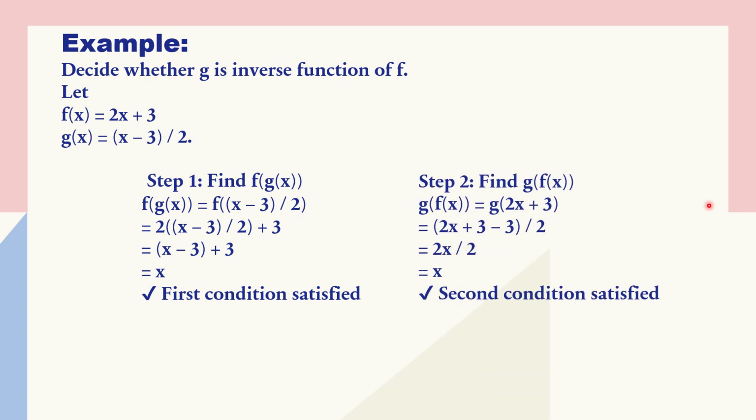Now step 2, what we will do, we will find the composite function g of f of x. Now to find that, what we need to do here, in the function g of x, we need to substitute x as f of x. So we need to substitute x as 2x plus 3. So after substituting x as 2x plus 3, we have got here 2x plus 3 minus 3 bracket closed upon 2, and after simplifying that, we have got here 2x upon 2, and the final answer is x. So second condition is also satisfied here.